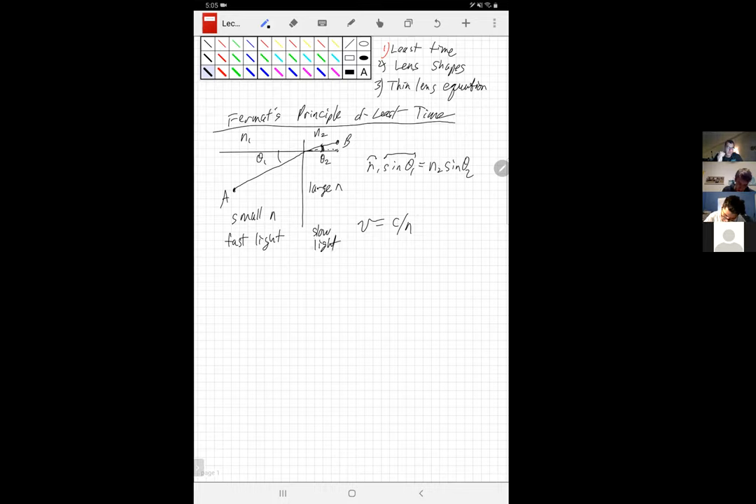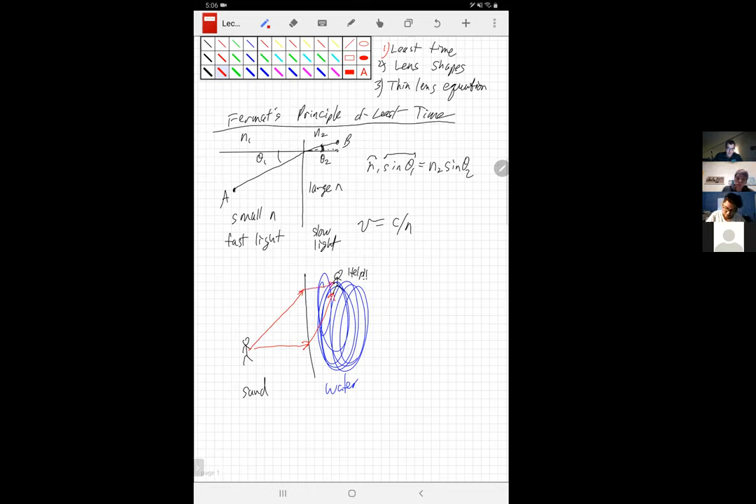Think about it this way. A common metaphor for this is a lifeguard at the beach. If someone's drowning, here's water, and here's sand, and here's our lifeguard, and here's our drowning swimmer. Does the lifeguard want to take the path I'm drawing in red here, run straight to the water, and then swim? Or does the lifeguard want to cover most of that distance on the sand where they can move quickly? On the sand. Yeah, they obviously want to cover most of that distance on the sand.